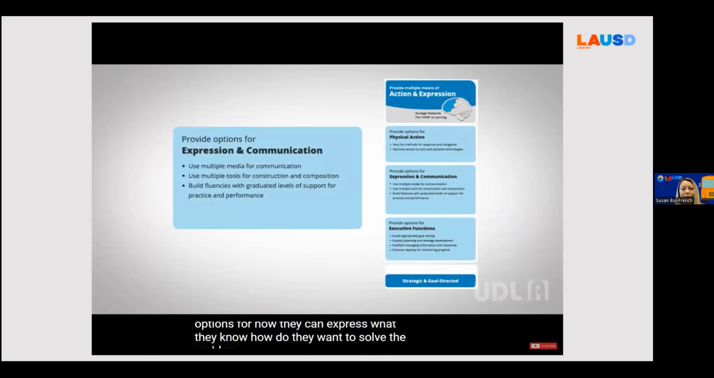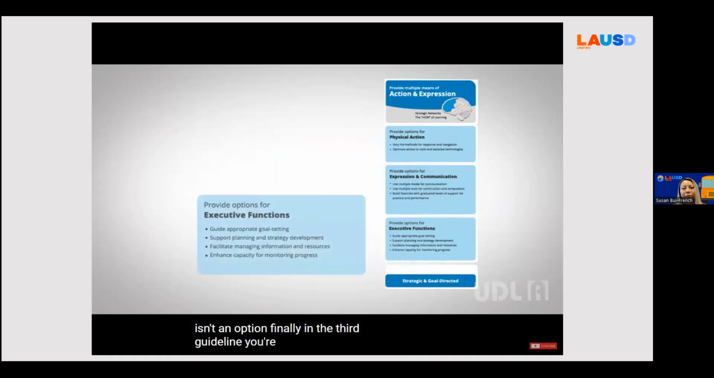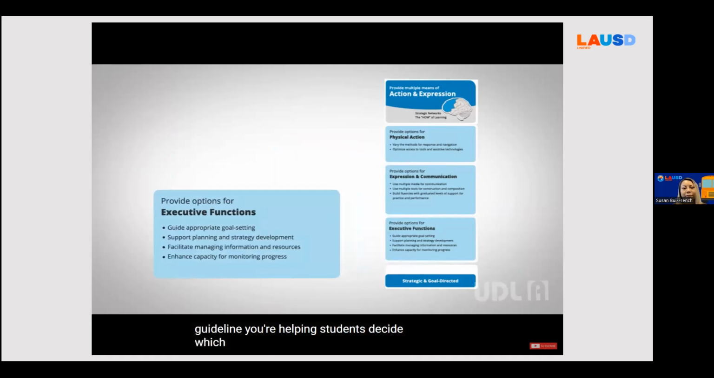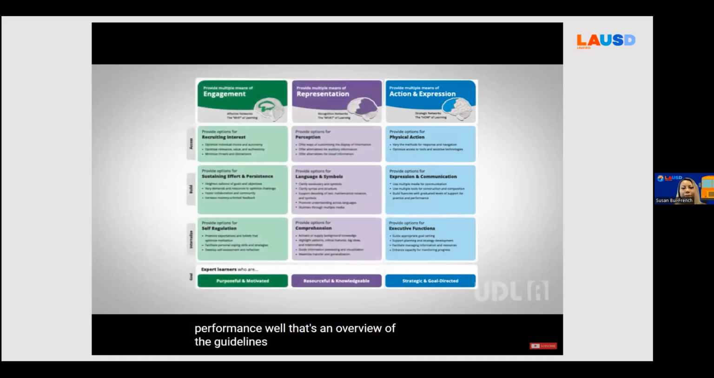How do they want to solve the problem or communicate the idea? How do they want to demonstrate their level of mastery of a skill? Support for those options should be included, because an option that isn't accessible really isn't an option. Finally, in the third guideline, you're helping students decide which option is best for them in each situation and to reflect on their performance. Well, that's an overview of the guidelines.